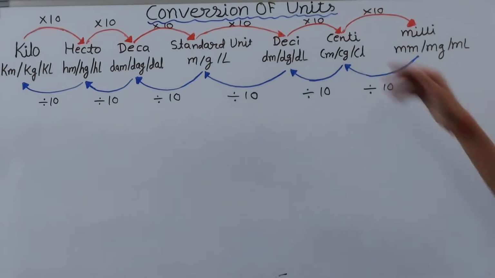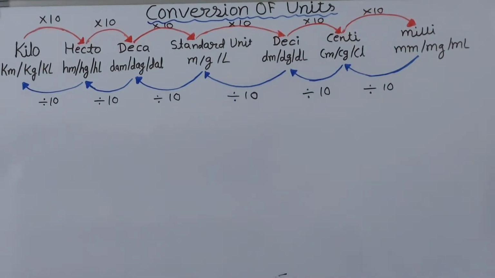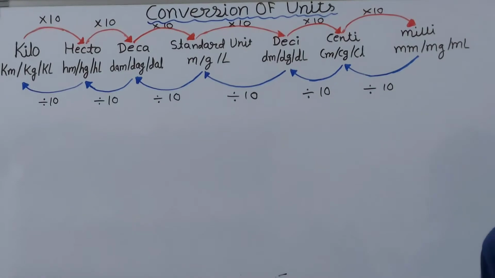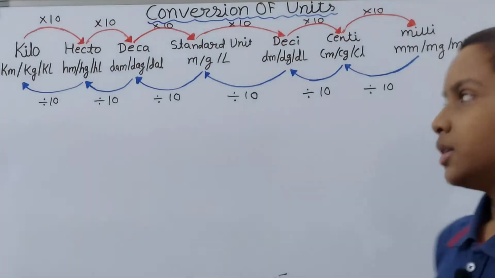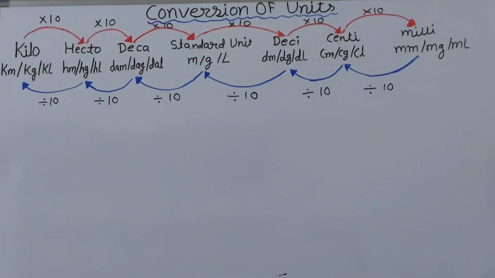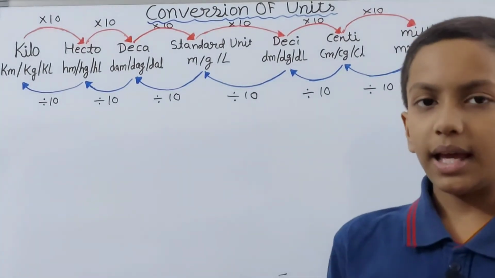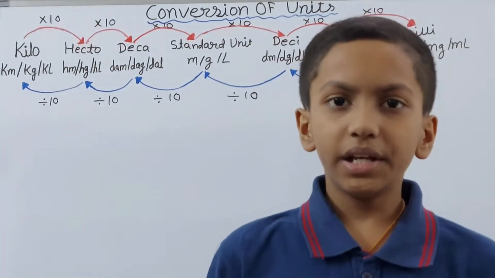After that is centi. This may be centimeters in length, centigram in weight and centiliter in capacity, okay. After that is the smallest unit which is used in measurement. That is milli. This may be millimeters in length, milligram in weight and milliliter in capacity.